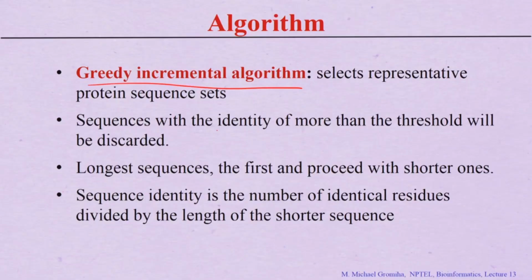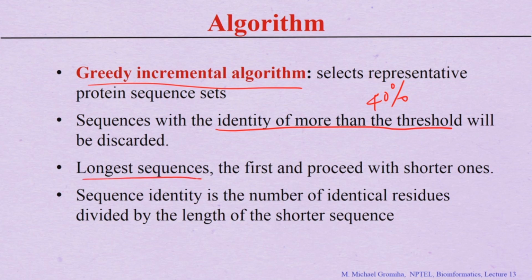It takes the sequences and we can specify the identity, for example 40%, as a specific threshold. If it is more than the threshold, for example 40%, right, that will be discarded. Then it takes the longest sequences first and then proceeds with the shortest ones. And what is the sequence identity? We discussed earlier, sequence identity is the number of identical residues divided by the length of the shorter sequence.